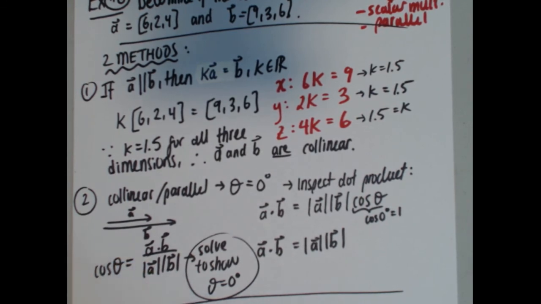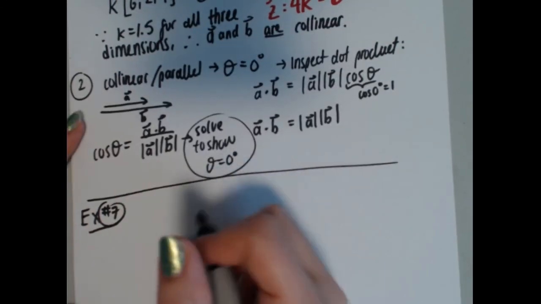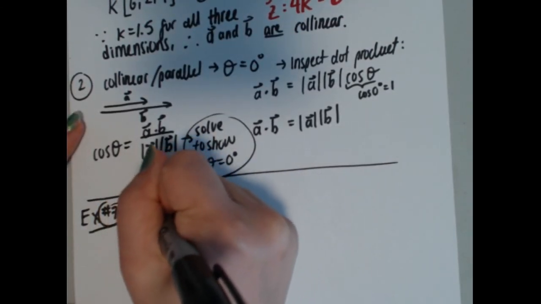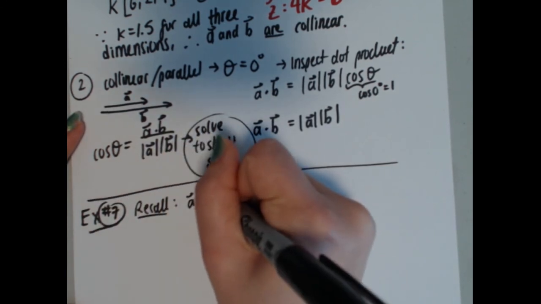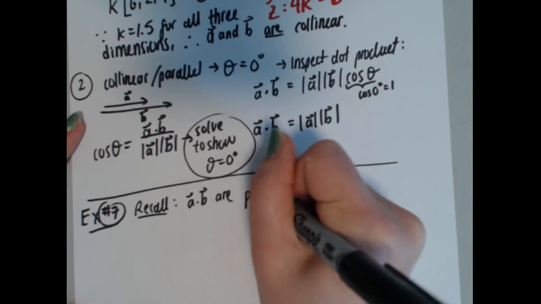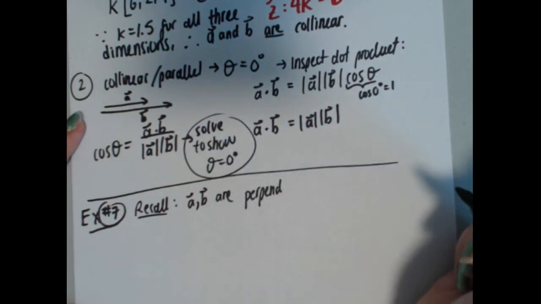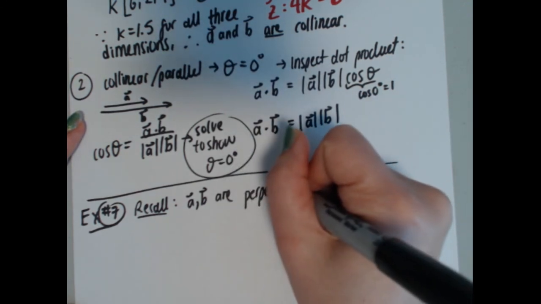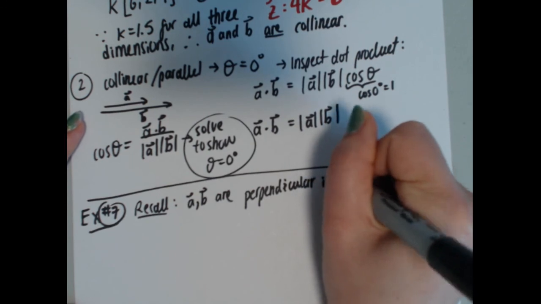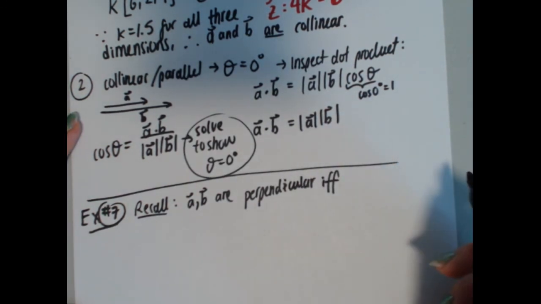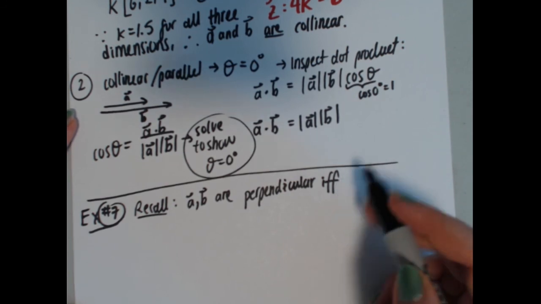Example 7. Okay, so just before I move on to the example, there's a little bit of a theory here. Recall that vector A and vector B are perpendicular if and only if, you see this IFF, you might have forgotten what that means. That means if and only if. Okay, so they are perpendicular.